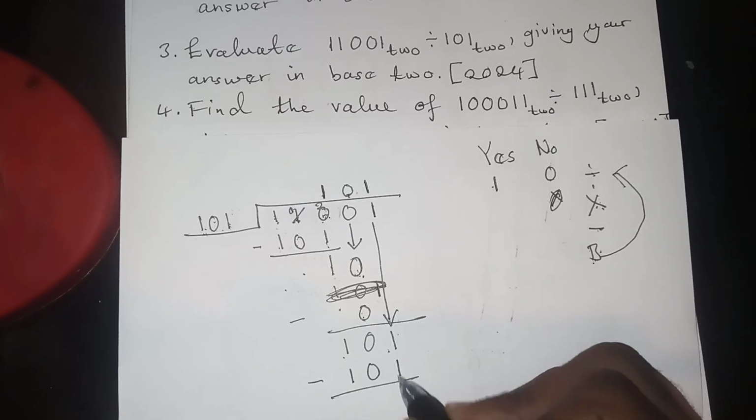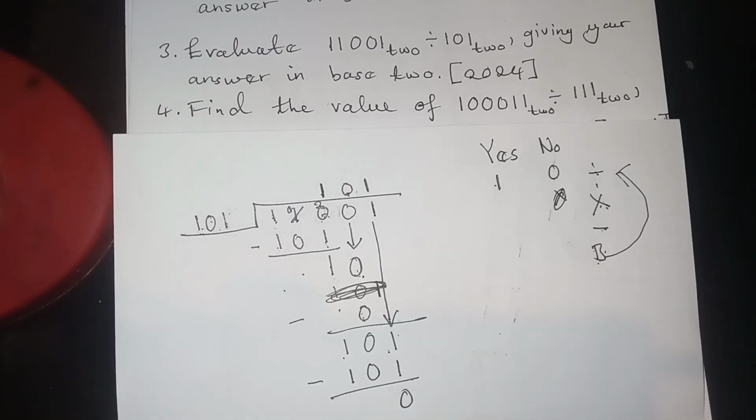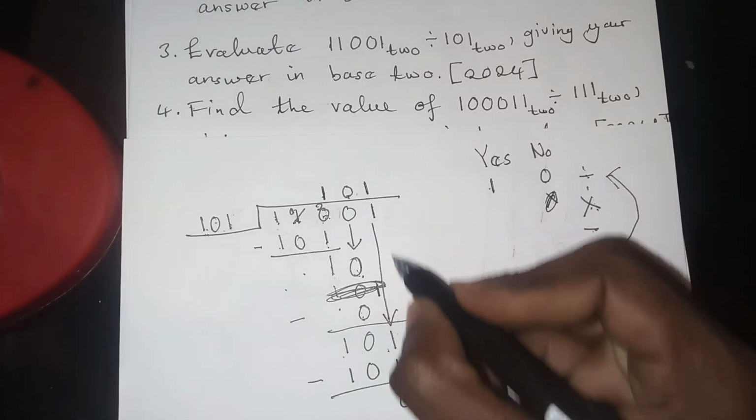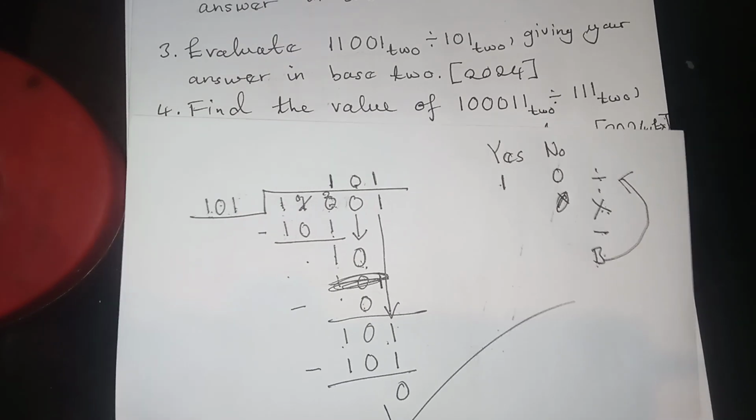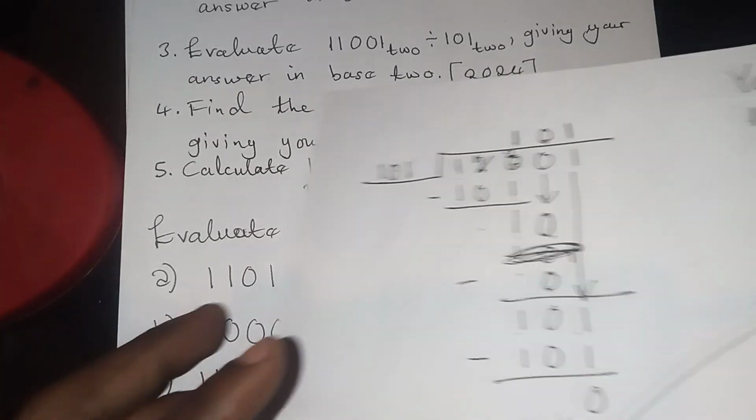And then now we can just subtract these two, we have a 0. Since you do not have anything to bring down, you are done. And then we can proceed to the next problem.